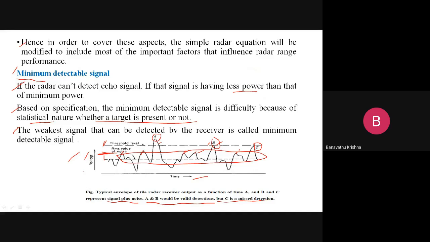If you identify at this level the target is present, at this level the target is present, at this level the target is present, but there is no target in the space. So then we can say it is a false detection. Why? Because the noise is maximum in the received signal at the receiving station. So obviously we can change the threshold level some points above.